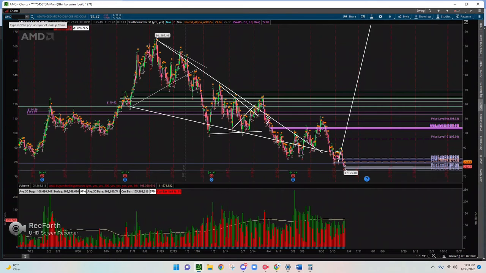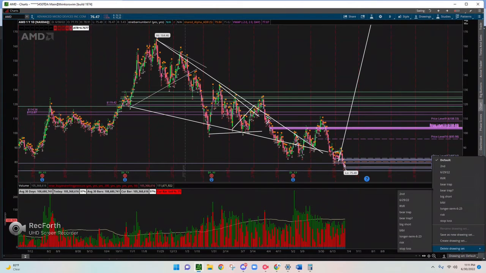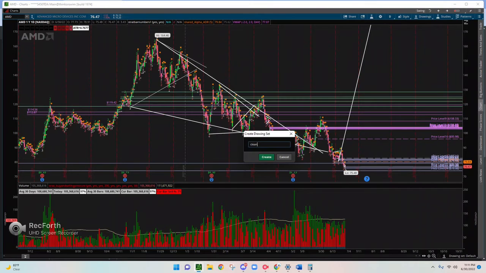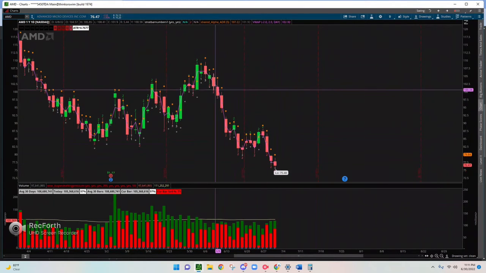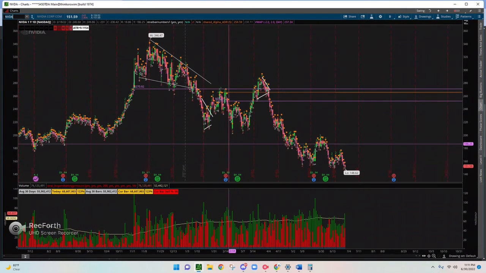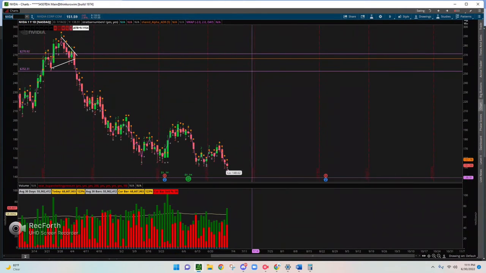Look how the volume is starting to incline. Then you go, what's another one? Another one that I traded today, which was really, really nice. I made about $100 on that. It was AMD on a downtrend.